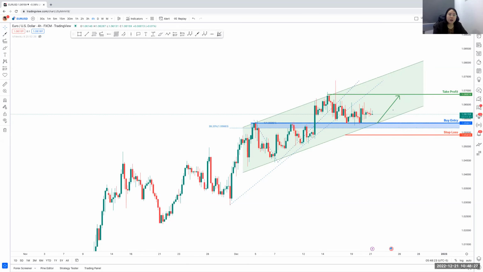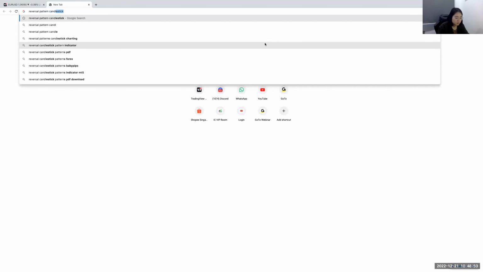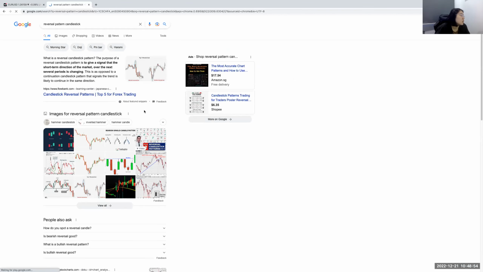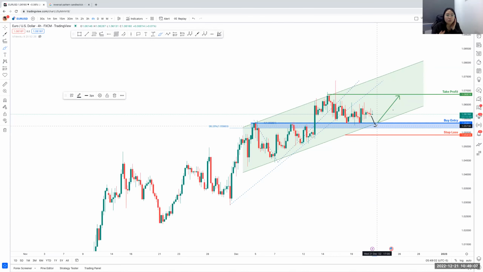The next step is once you have found your analysis, the next step is that when price gets here, what you're gonna do is look for a reversal pattern candlestick. When price gets to this area, usually, not all the time, but usually a reversal pattern candlestick will appear, and that is your confirmation to get in for the buy. If it does not appear, do not get in for the buy.